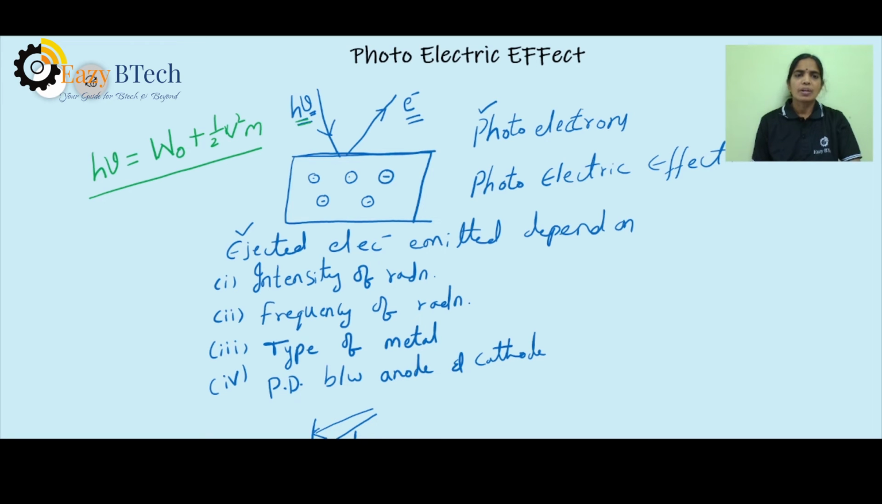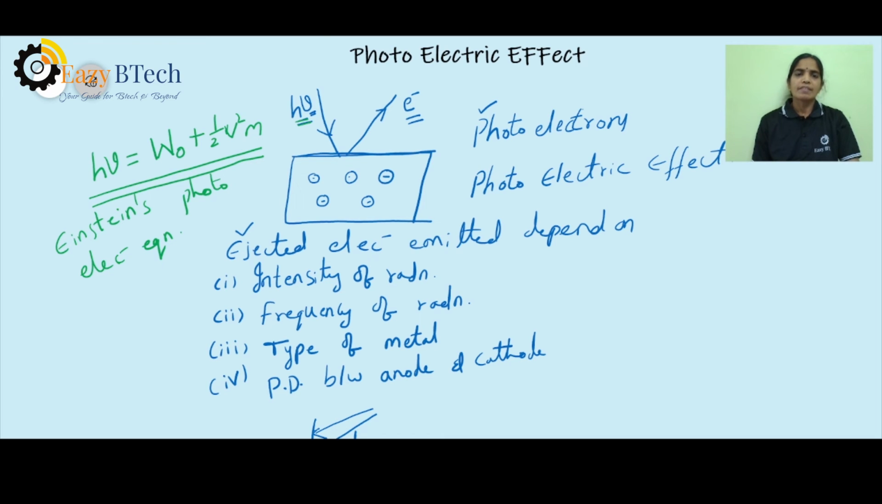This equation is called Einstein's photoelectric equation, where h mu is the total energy that has been considered, of which W naught is the work function, the energy required to remove the electron from the surface of the metal, and half mv square is the kinetic energy possessed by the electrons that are ejected from the surface of the metal. This equation is called Einstein's photoelectric equation. So you can expect numericals based upon this Einstein's photoelectric equation, h mu equal to W naught plus half mv square.